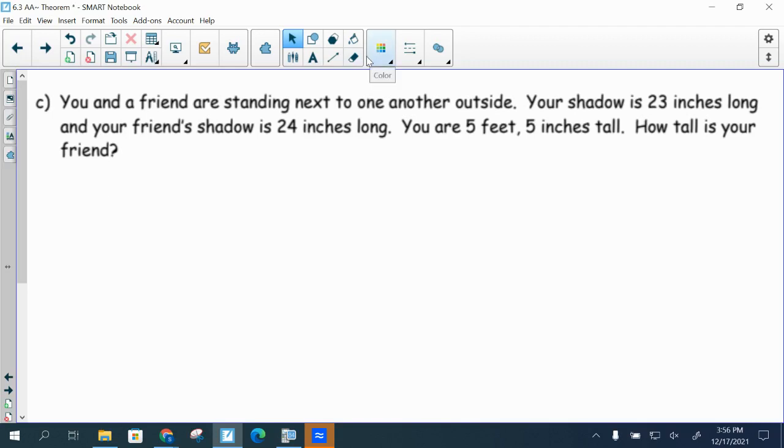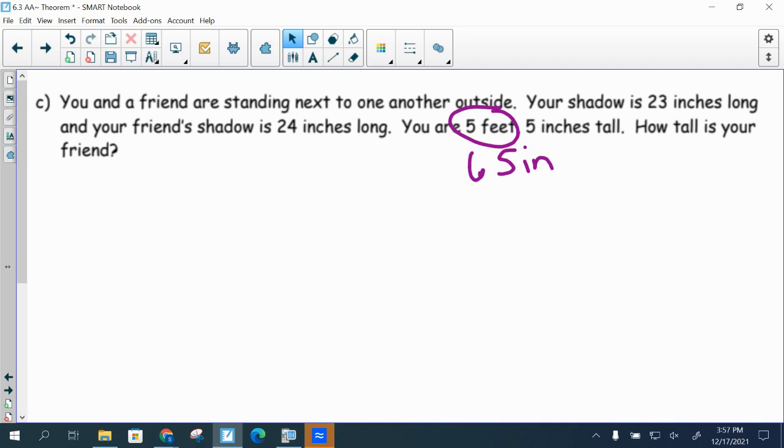Okay, so for this one, it says you and a friend are standing next to one another outside. Your shadow is 23 inches long and your friend's shadow is 24 inches long. You are 5 feet 5 inches tall. If you do 5 feet times 12, you get 60. So plus another 5 is 65. So you're 65 inches tall, because we want to have everything in the same units.